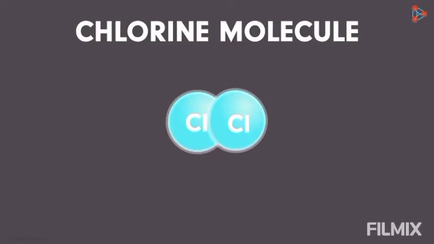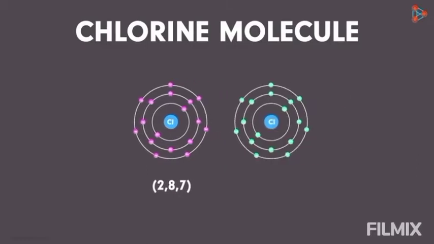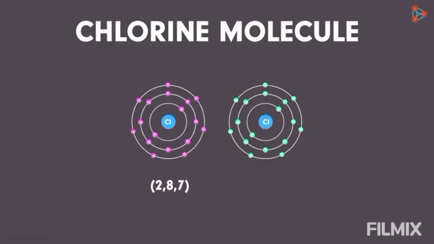Here we can take the example of a single covalent bond, that is chlorine. For chlorine, we can see that it has 7 electrons in the outer shell. So it requires one more electron to complete the octet. By sharing with another chlorine atom, it can share one electron from each chlorine atom so that the outermost shell can be converted into 8 electrons. Here you can see the sharing takes place.